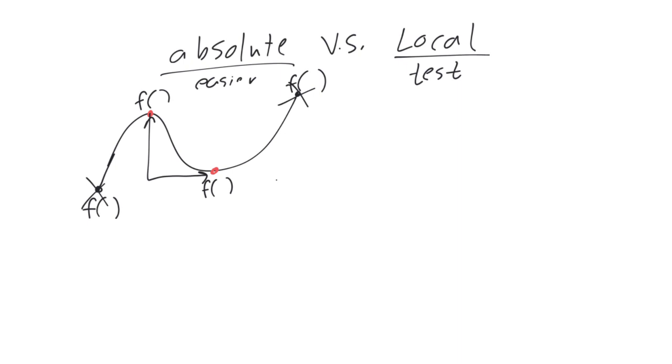And so as you can see, for an absolute, you just plug and chug. But for the local, you have to do a little more work and there's more understanding involved. Be sure to check out my next video where I'm going to give some examples of local and absolute max and mins.